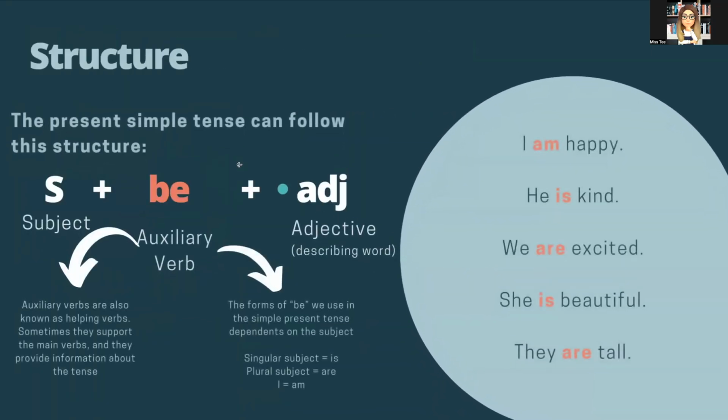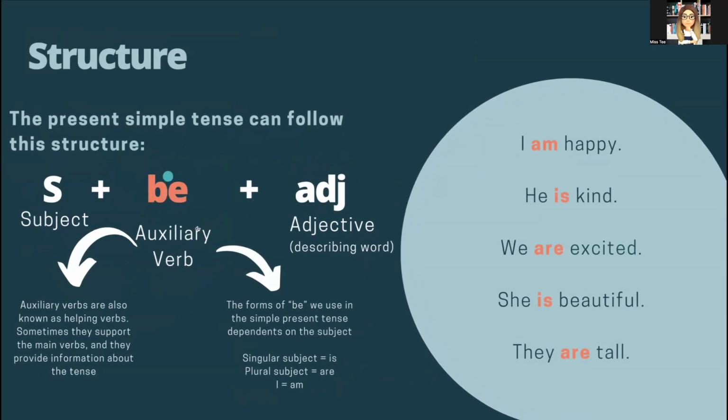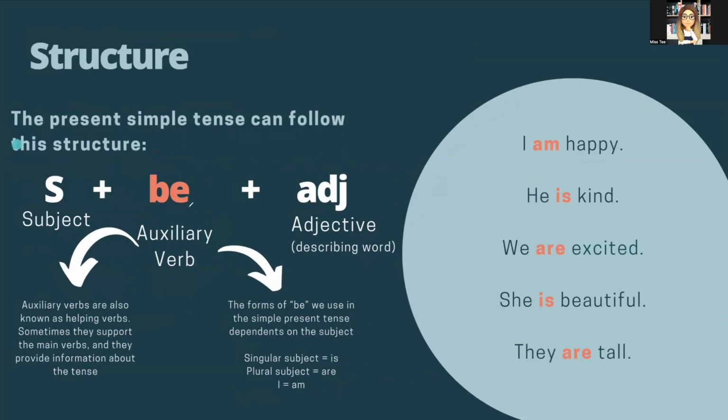So we're going to look at now this structure. The present simple tense can follow this structure. Before we had SVO, now even though be is a verb, it's not a main verb. It's what we call an auxiliary verb. This is why I made it orange, because it's a little bit different. So subject, auxiliary verb, we don't have O anymore. Now we have adjective. This is a describing word. So verb, action word, adjective, describing word.